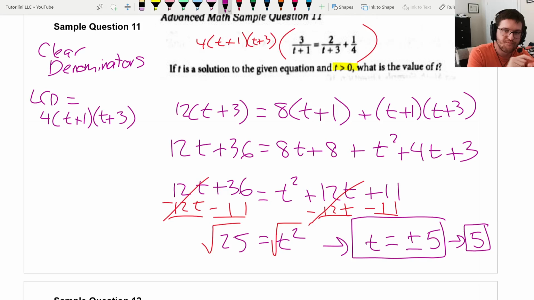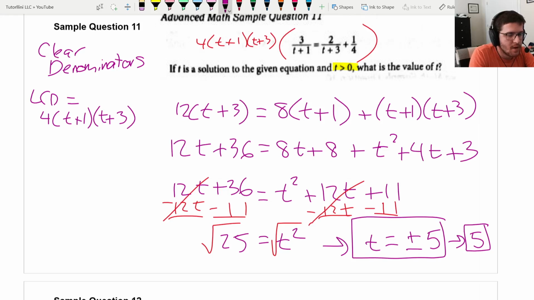So we had to know a lot of things here, but the big thing that was probably new to lots of people watching this is clearing denominators. Make sure you know how to do that. Step 1, find the LCD. Step 2, multiply both sides by that LCD.